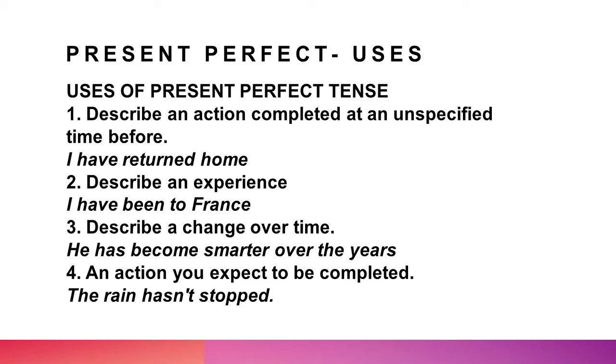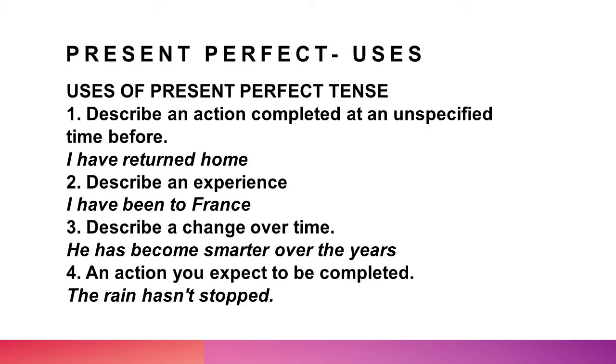The present perfect tense can be used to describe an action completed at an unspecified time before. I have returned home. Here you are not specifying at what time you have returned, but it shows that you have returned home and now you are at home.